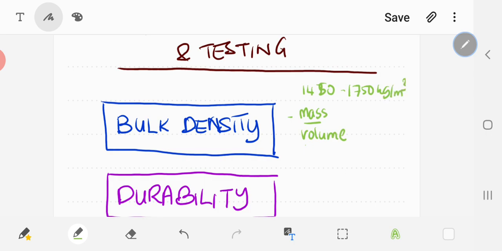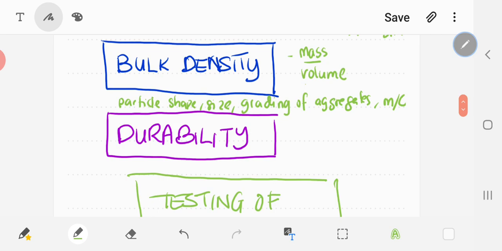And what are the factors affecting bulk density? We have the factors of particle density, particle shape, and then the size, grading of aggregates, and also moisture content. Okay, bulk density is used for judging the quality of aggregates. If we have higher bulk density, it indicates that there are fewer voids to be filled by sand and cement.